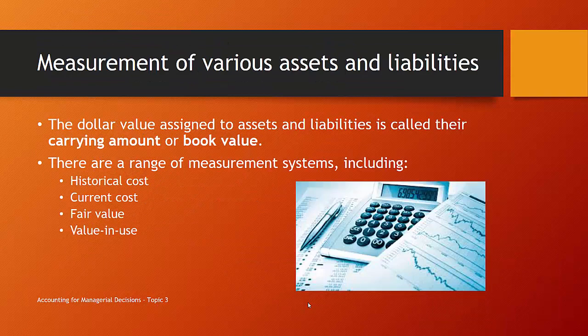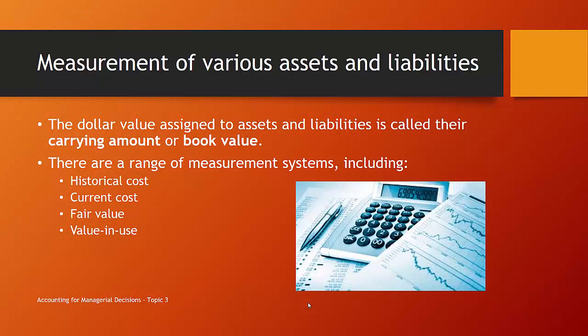The measurement of various assets and liabilities. Now, this is where people start to go, accounting, you can pretty much make it whatever you want to be. And there is some truth to that. The dollar value assigned to assets and liabilities is called their carrying amount or their book value. And this is where the problems lie.